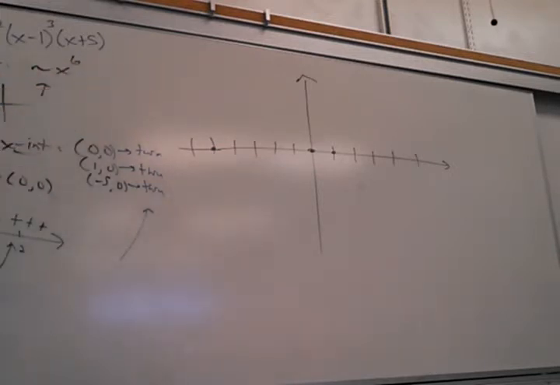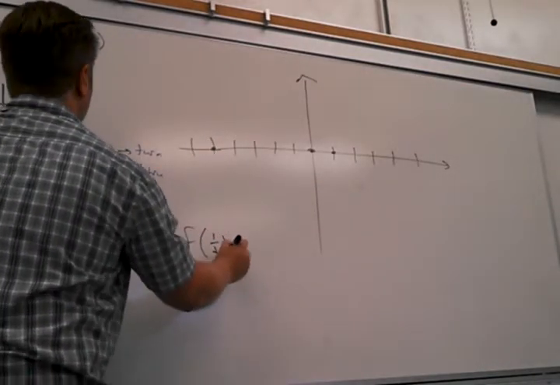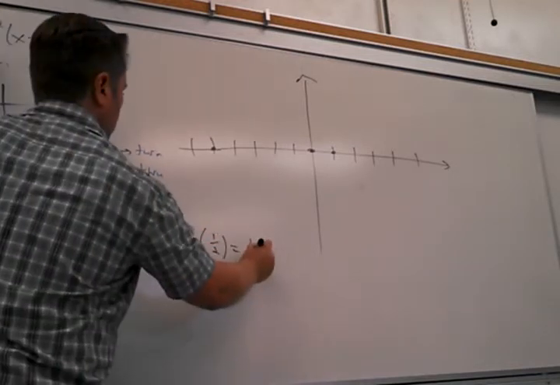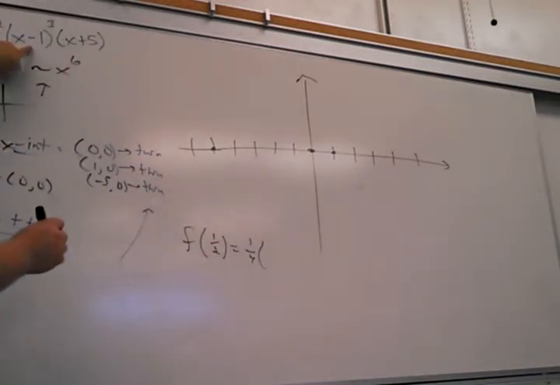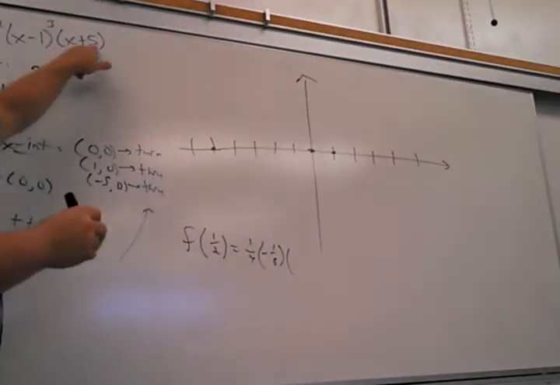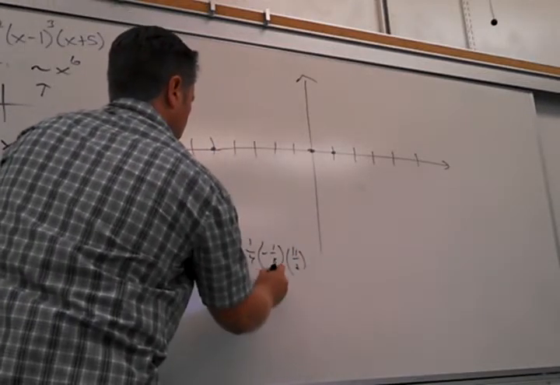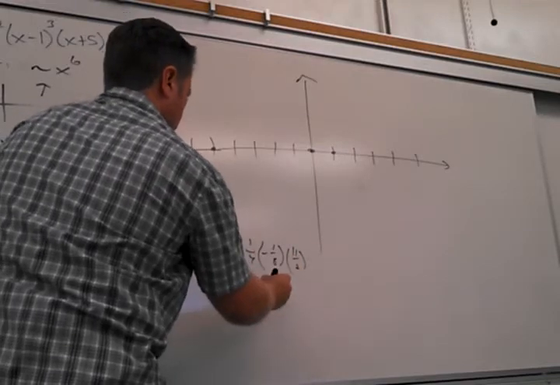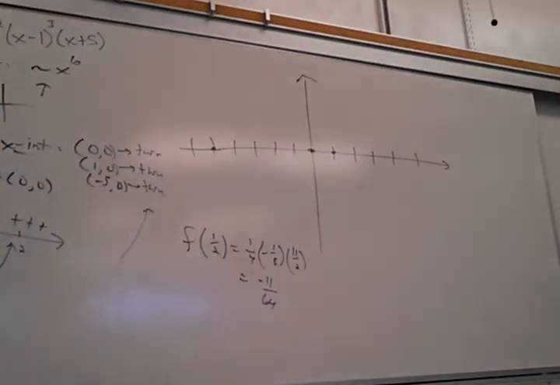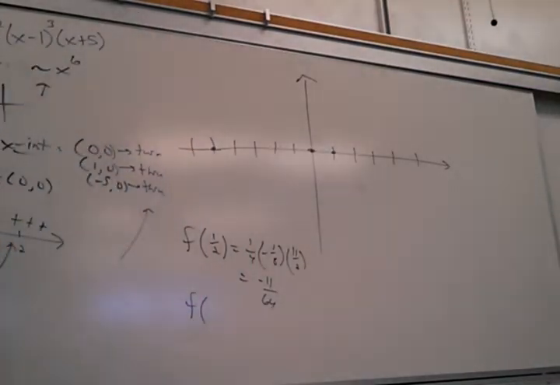Right? So I want to plug in a few points. If I plug in 1/2, I get 1/4 times negative 1/8 times 5.5, 11/2. So you get negative 11 over, what do you got, Jeff, 64? So it doesn't go very deep, right? You guys kind of with me? It does not go down very far. It's really very shallow.